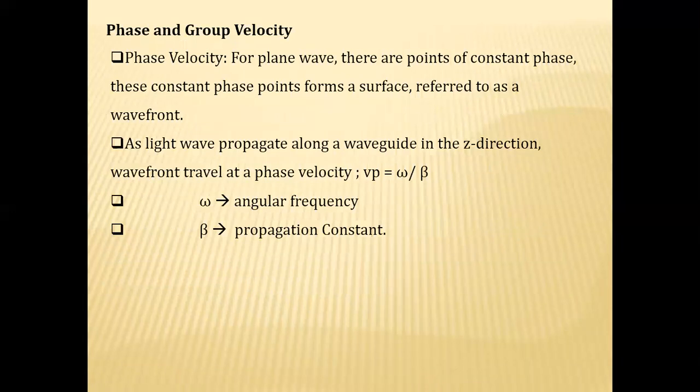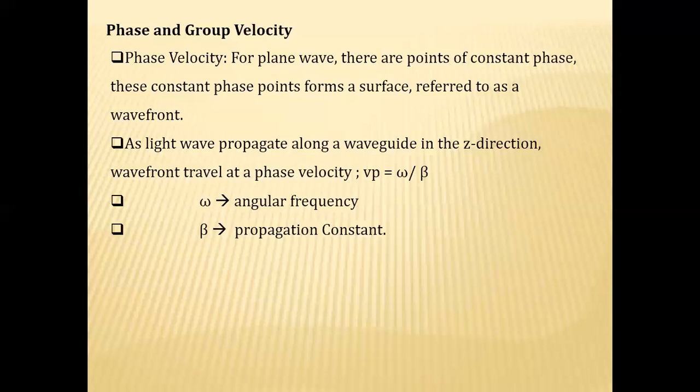So now we can see phase velocity and group velocity. Before going to phase velocity, let us see what we mean by wavefront. For a plane wave, there are points of constant phase. These constant phase points form a surface that is referred to as the wavefront, right? If a monochromatic light wave is traveling as a plane wave, there are points of constant phase, and these form a surface referred to as the wavefront.